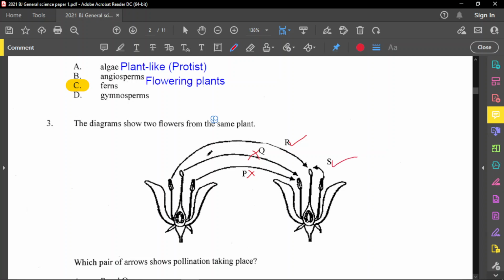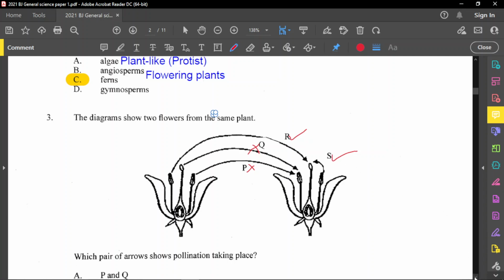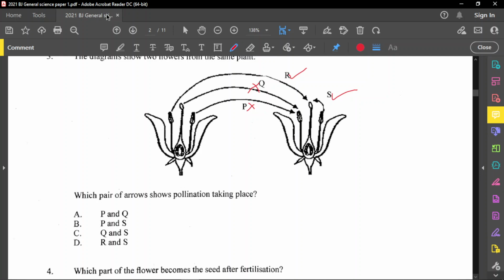So since R is from one flower to another flower, we can say it is a cross-pollination. And S is within the same flower, so we can say this is a self-pollination. So R is a cross-pollination, S is a self-pollination. All right, let's look at the options now. The option must be R and S, or S and R, whichever the combination, and D is our answer right here.